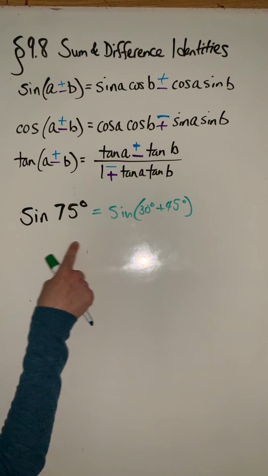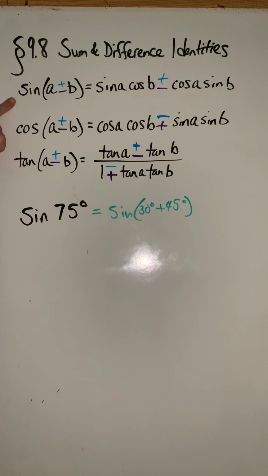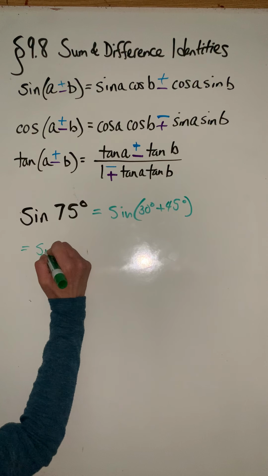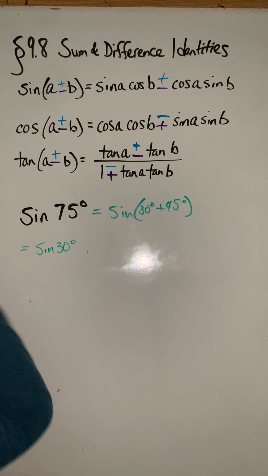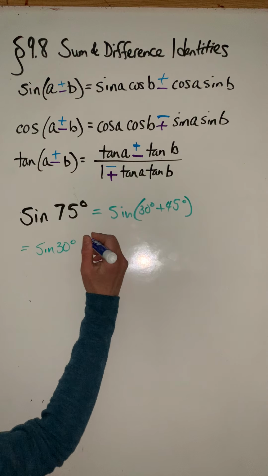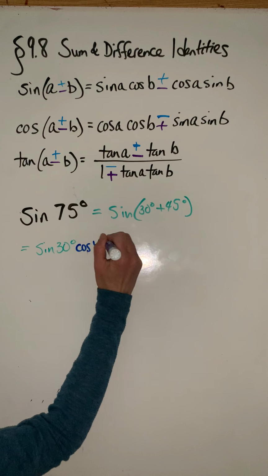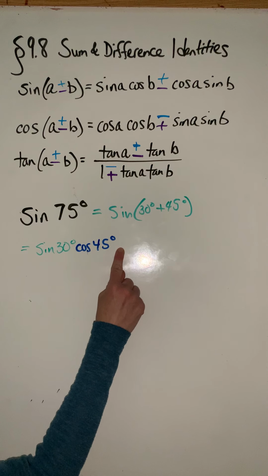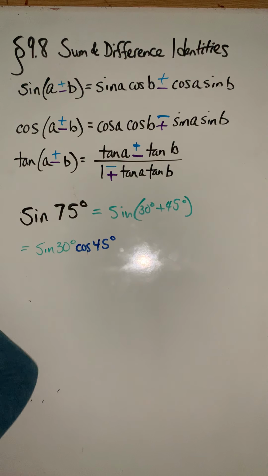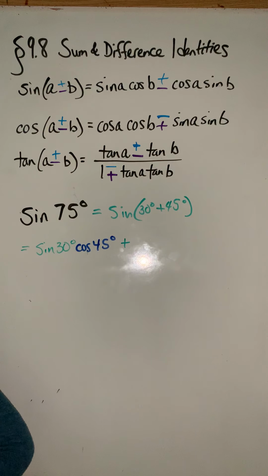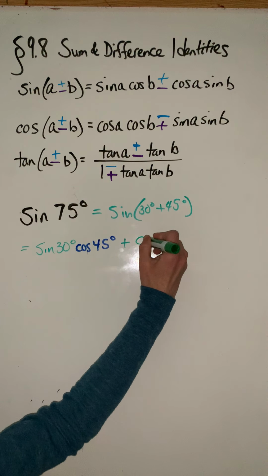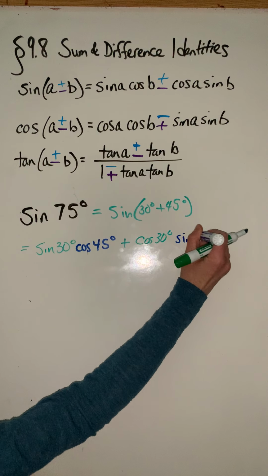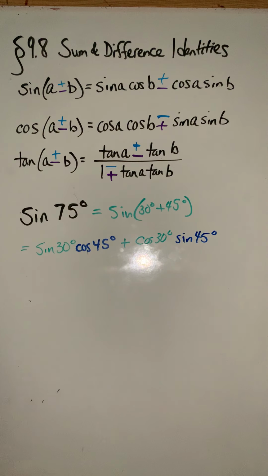All right, now all we're going to do is expand using our sine identity. So when we expand this, we get the sine of 30 degrees times the cosine of 45 degrees, and then our sign in between will be the same as what we have here, so that's going to be plus. Okay, this time we have the cosine of 30 degrees, and then the sine of 45.